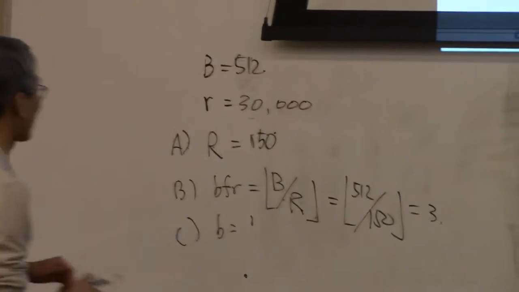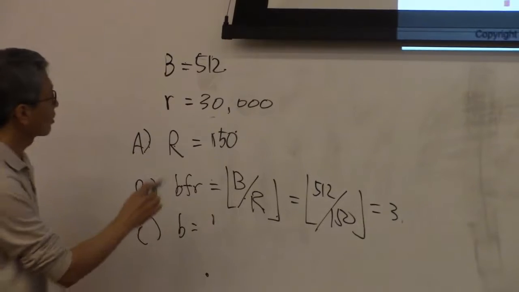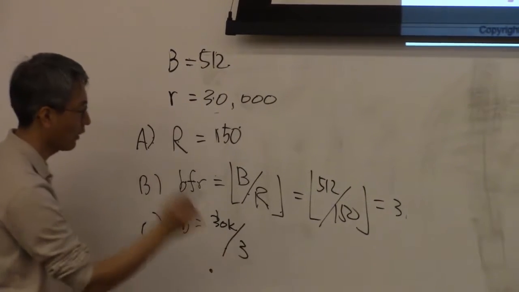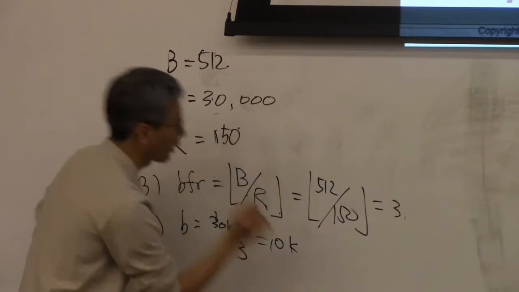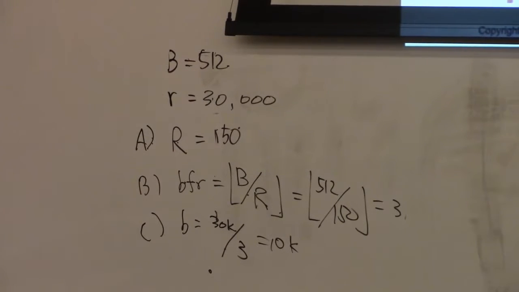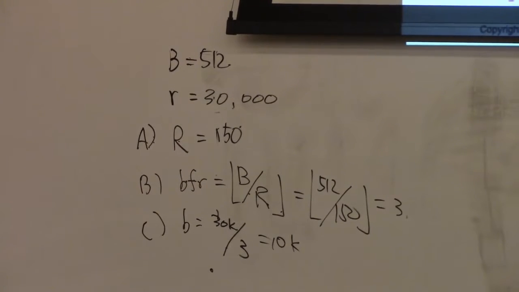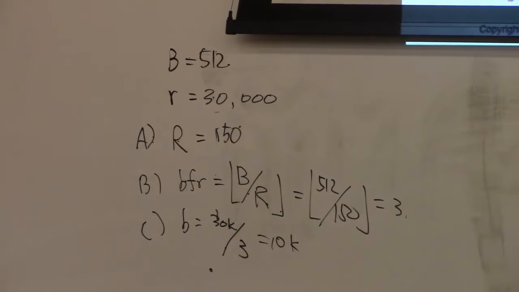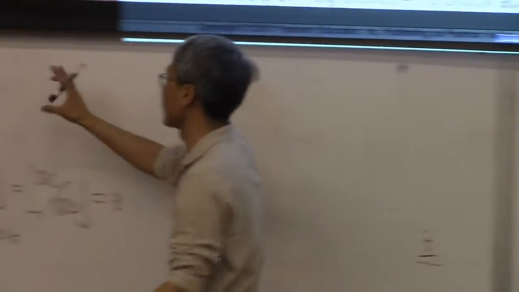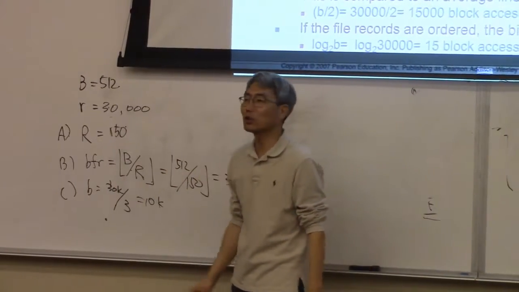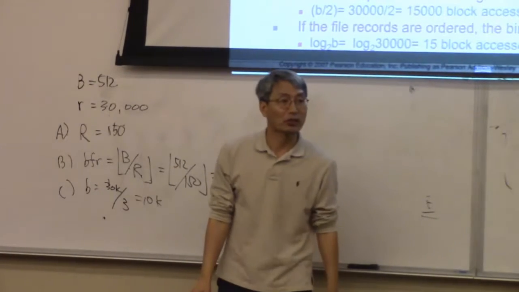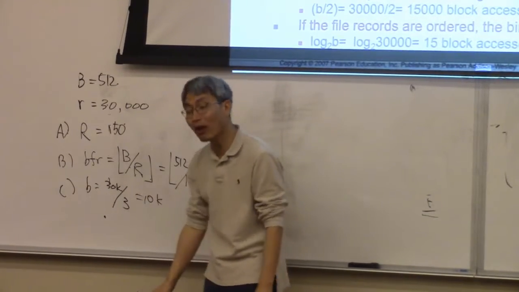Then how many blocks do we need? Total 3K divided by the blocking factor of 3, so 10K. So 10,000 blocks are needed. Then this is the same as using the data file. If this is an ordered file, we can use binary search, or otherwise we need a linear search. So you can calculate how many blocks are needed.